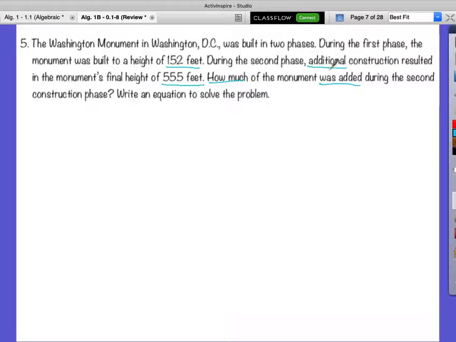Okay, anytime we see those math words like additional or how much or added, those are going to be keywords for us as well. So, does anyone have an idea of what kind of equation we could write here? Okay, Brady, go ahead. 152 plus A equals 555.